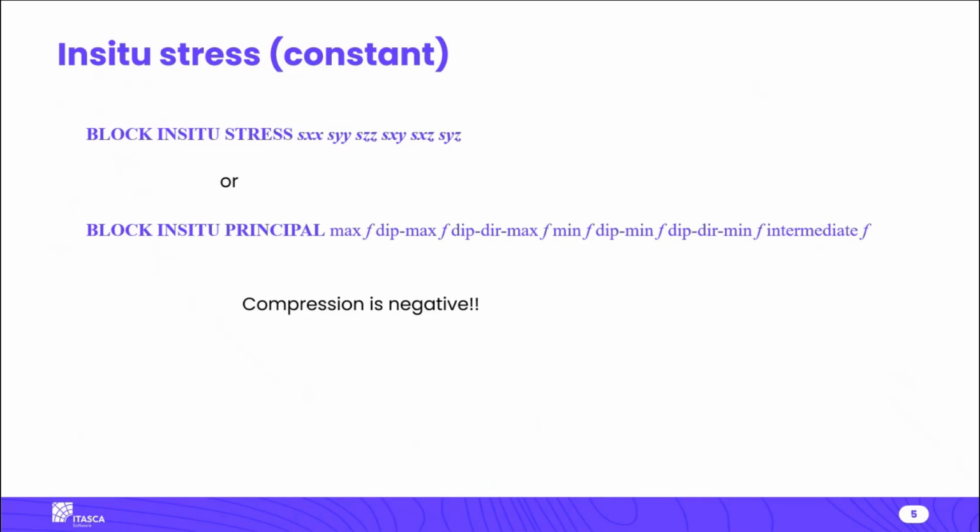And as I said before, sometimes you might be very, very deep and you don't necessarily care about the change in stress with depth. In this case, you can just specify a constant stress, and the command might look like this: block in situ stress, and you give 6 components, or commonly, at least in mining, block in situ principal, and you give principal stress magnitudes and principal stress directions. And again, in both cases, be careful that compression is negative.